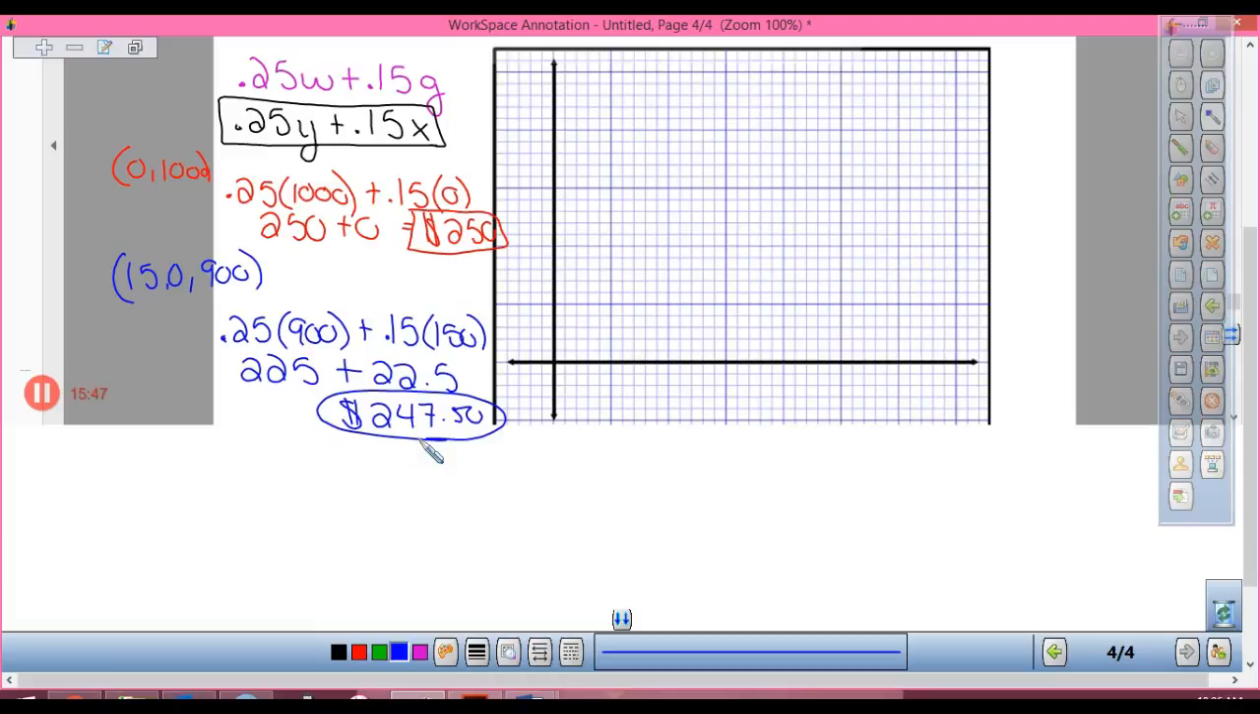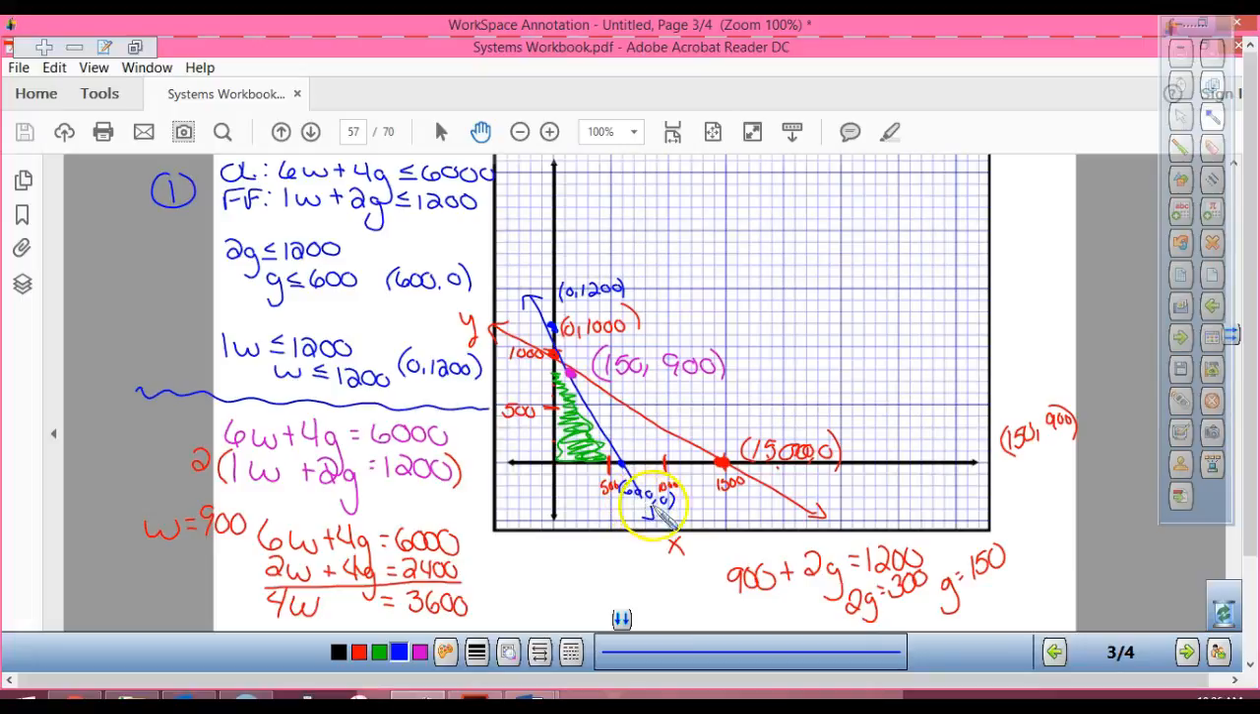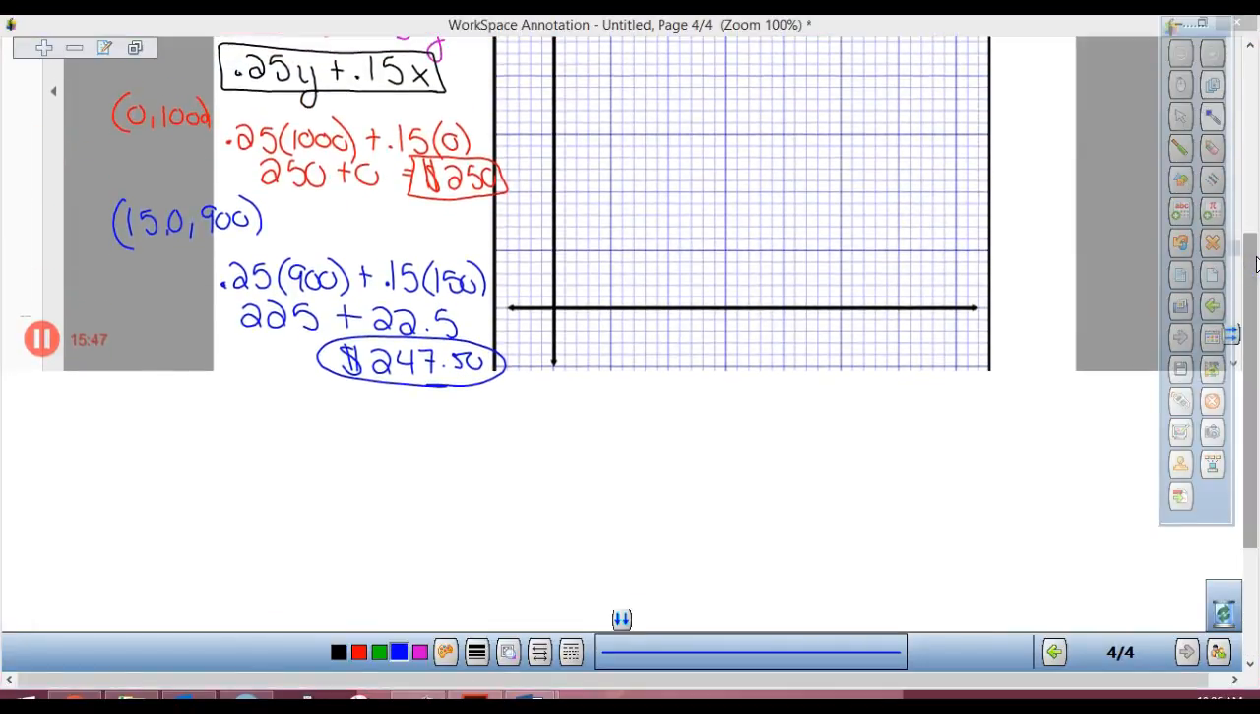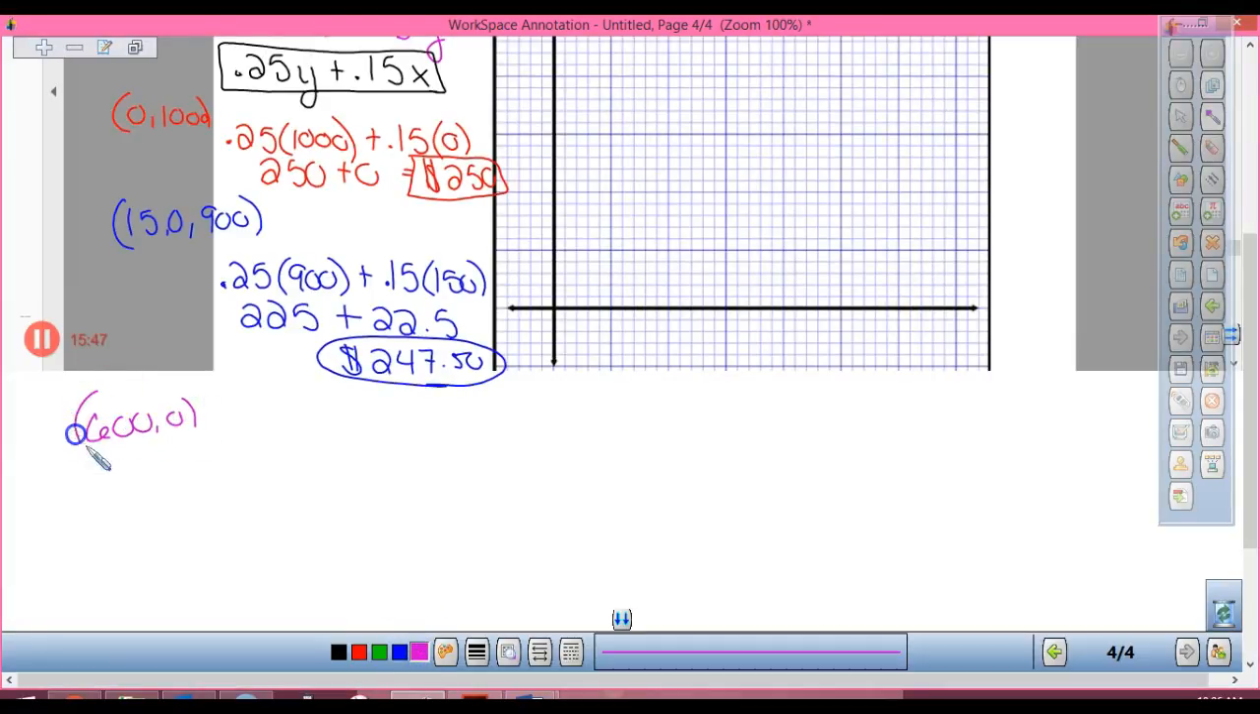And then the third point that it touches is 600, 0. So with the profit equation, 0.25 times 0, plus 0.15 times 600, my x. 0.25 times 0 is 0, plus 0.15 times 600 is 90. So what's my profit if I do it this way? $90.